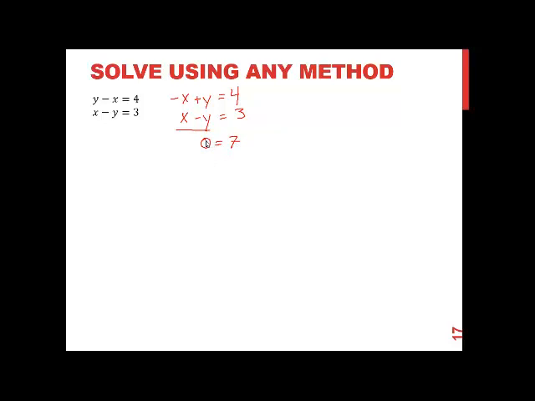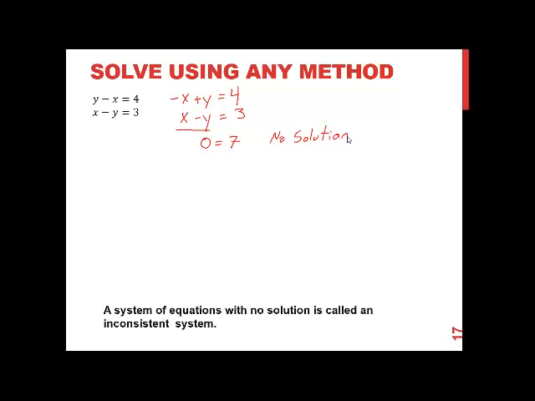Now, back in the good old days when we were solving equations, if we ended up with something like 0 equals 7, we said that there was no solution. And remember, we called that an inconsistent system. Graphically, that would mean these two lines don't cross, or in other words, they are parallel.